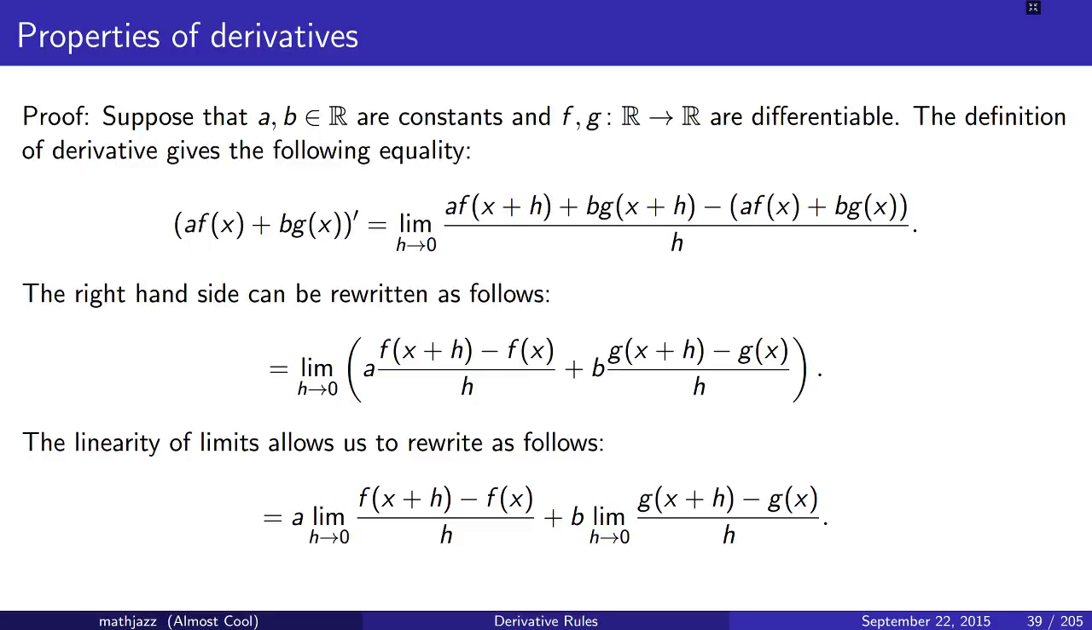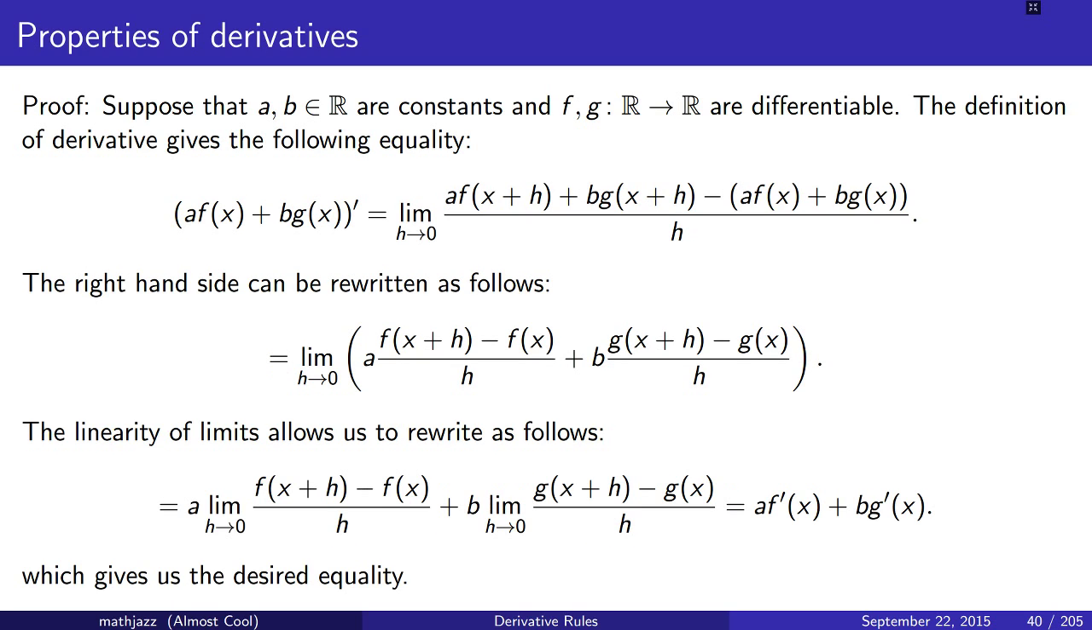So we get a times the limit as h goes to 0 of f of x plus h minus f of x over h. That is a times the definition of the derivative of f. And we have b times the definition of the derivative of g. And so we use the definition of derivative to replace those two things with f prime and g prime.